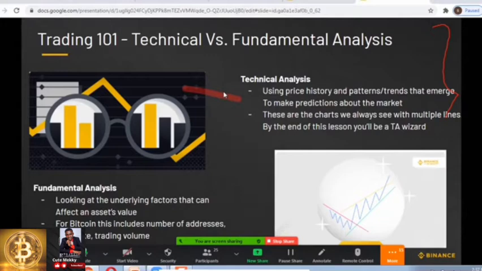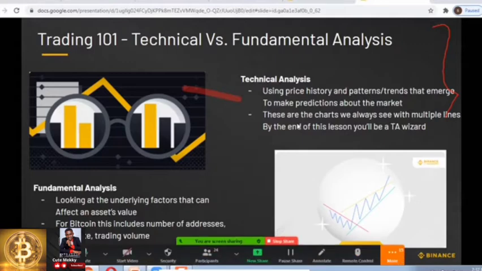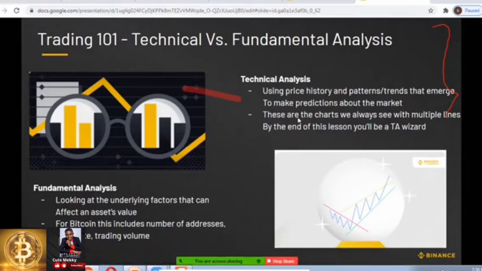Technical versus fundamental analysis. In technical analysis, you are using historical price patterns, trends and all that to predict what the market will do next. These include charts, technical indicators, and trend lines. When you do all those things, we say you are a technical analyst. In fundamental analysis, you are looking at the factors that affect the underlying asset. For example, Bitcoin. There are factors that affect the price of Bitcoin, like BTC hash rates, the number of minings, and all that.